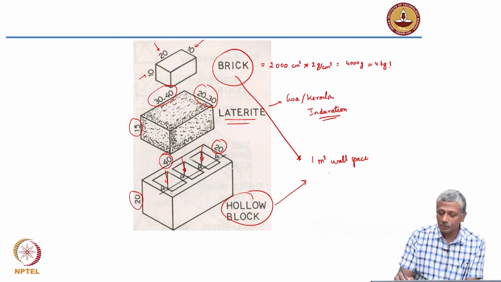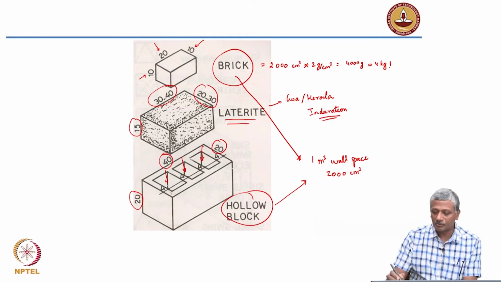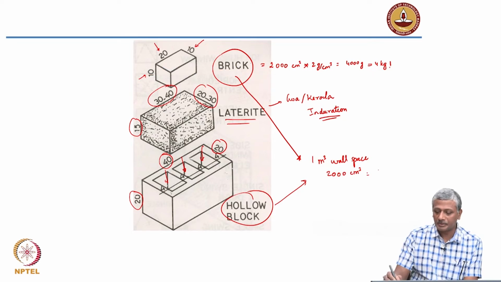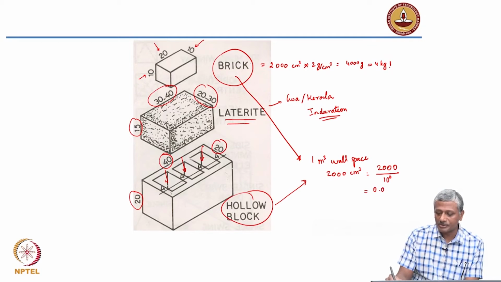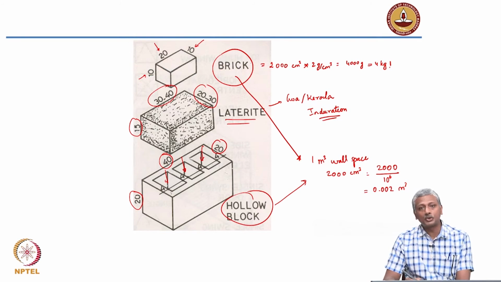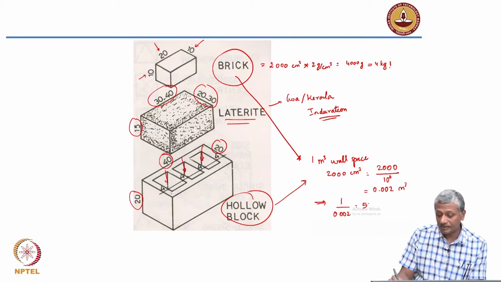So each brick is 2000 cubic centimeter. Each brick is having a volume of about 2000 cubic centimeter. So if you convert that to cubic meter, how much will that be? You have 2000, you need to divide it by 10 to the power 6 because each meter is 100 centimeters, right? So if you divide this by 10 to the power 6, you get 0.002 cubic meter. So each brick is 0.002 cubic meter. That means how many bricks do you need? You need 1 divided by 0.002, that is 500 bricks.